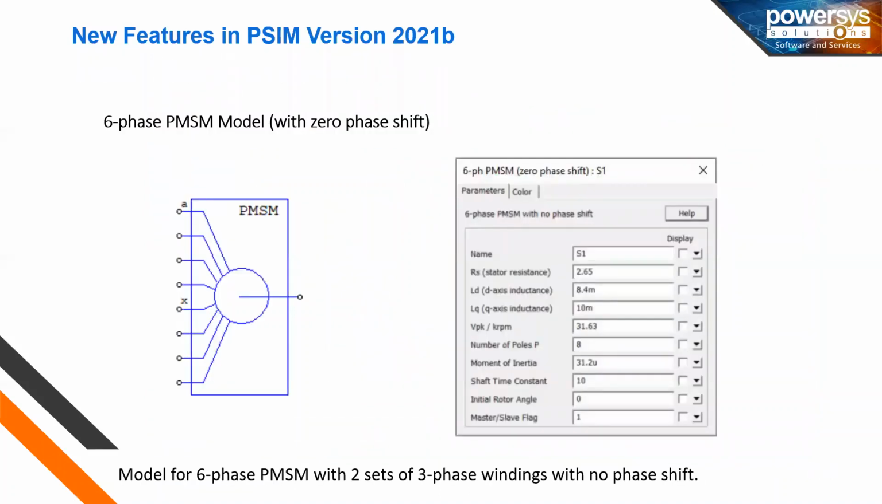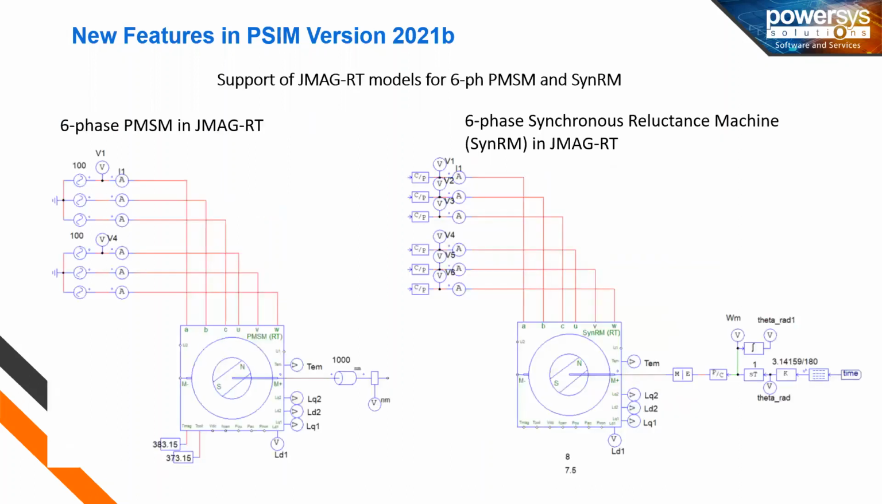So a new 6-phase PMSM model has been added, but now with zero phase shift. Before it was 30-degree phase shift, but now it is with 0 phase shift. So feel free to use this model if it was also one of your needs. We have added the 6-phase PMSM with GMAG RT, as I told you, and the synchronous reluctance machine model with GMAG RT. So you can use the accuracy of GMAG and export into a kind of lookup table, which is an RT table, and at the end, you can use only PSIM with the RT model from GMAG if you are working in motor drive applications.